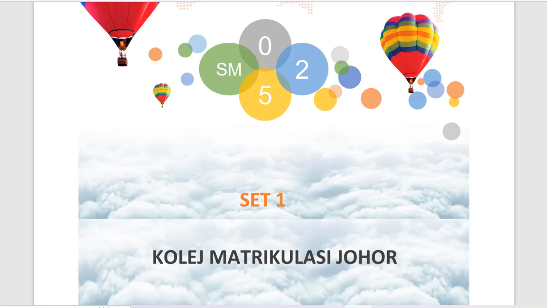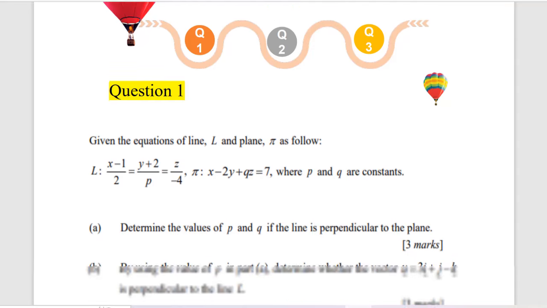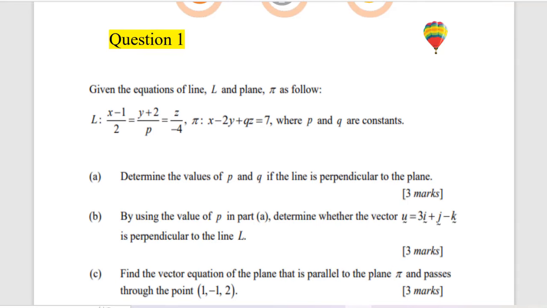As you know, this set has two sections, Section A 25% and Section B 75%. First, we will discuss Section A. So, look at question number 1. Question number 1 involves topic 5, which is topic vector.